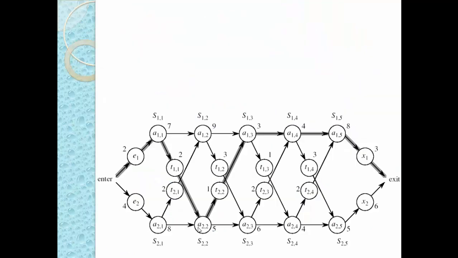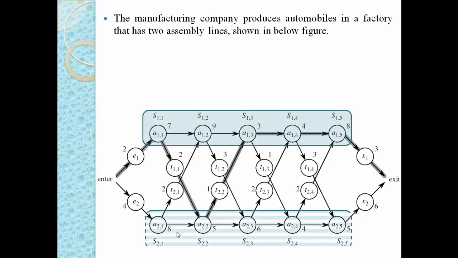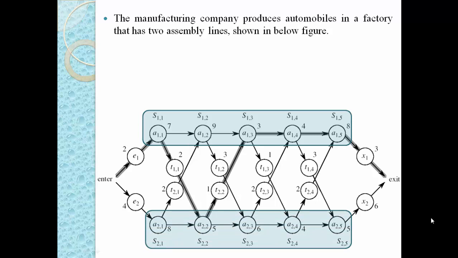Now let us understand what the problem is. The manufacturing company produces automobiles in a factory that has two assembly lines, shown in the figure below. For example, this is assembly line number 1 and this is assembly line number 2. As we discussed, an assembly line is basically used to add different parts to our skeleton of a car and has a number of stations. For example, assembly line 1 has station number 1 and it requires 7 units of time. Station number 2 requires 9 units of time. Like that, there are a total of 5 different stations, and every station requires some units of time.